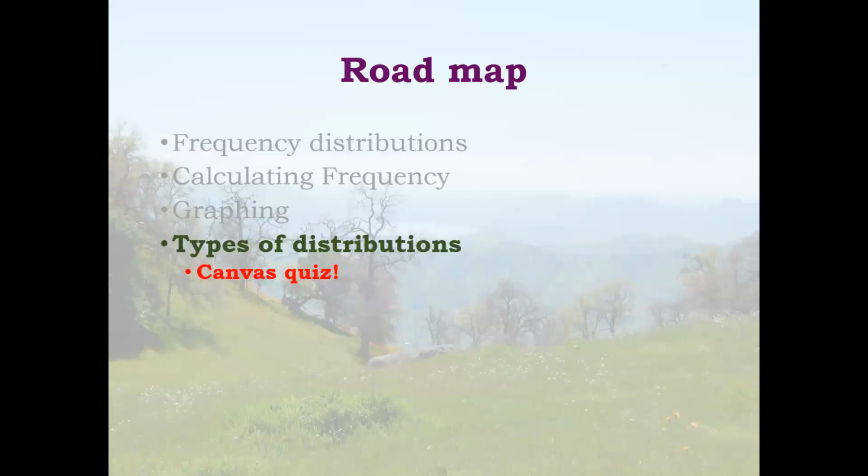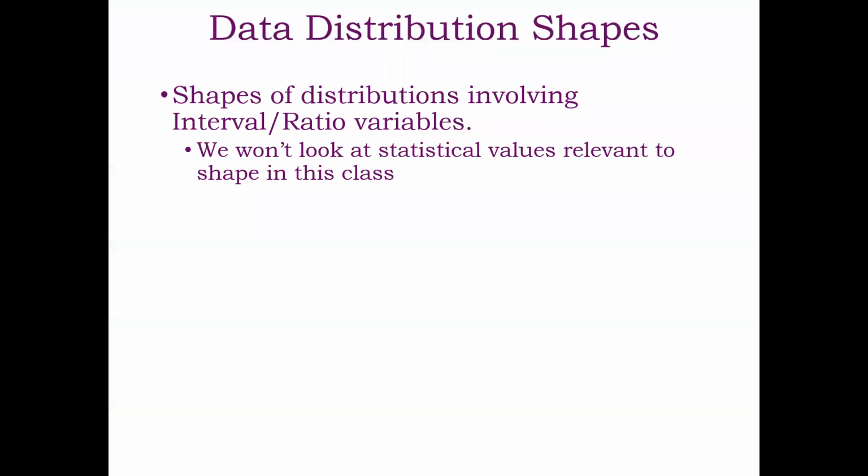This is recording 3 for topic 2. We've talked about frequency distributions, calculating frequency and graphing, and now we're going to talk about types of distributions. So we talk about basic data distribution shapes, okay? And this is for interval ratio data variables only, okay?